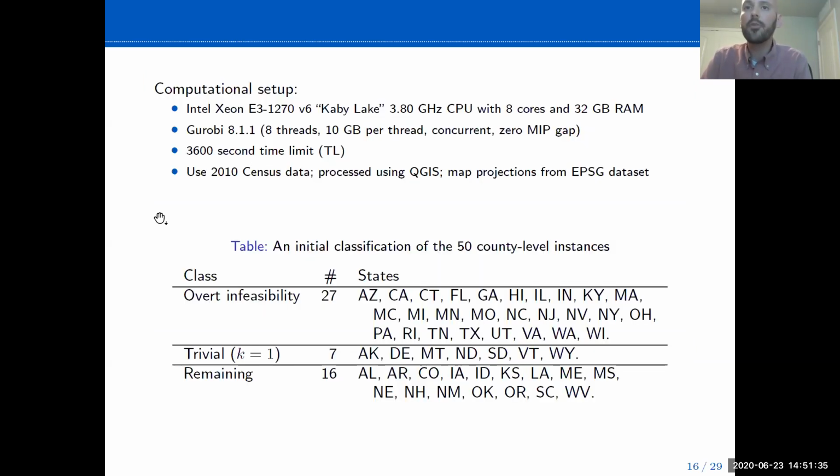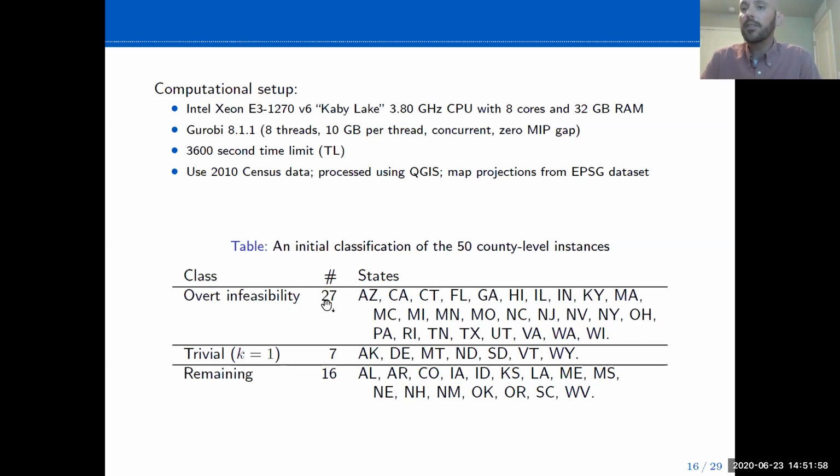Okay, so before I give some experimental results, I'll just say we're using Gurobi. We have a 1-hour time limit. We pulled data from the 2010 census. The 2020 census numbers are not ready yet. And first I'll give some results at the county level.